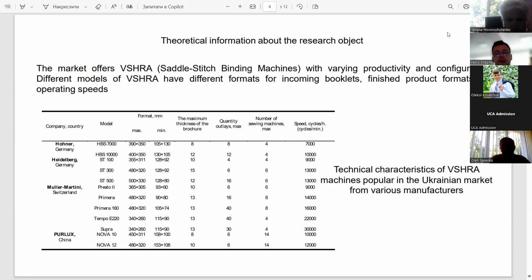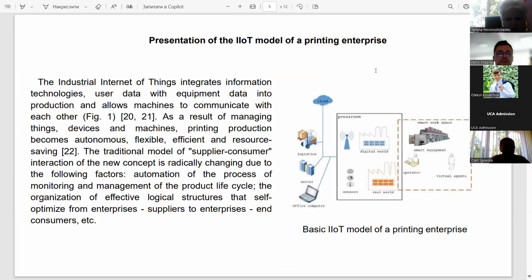It is a problem for low editions and must have modulation in the system of the industrial Internet of Things. The industrial Internet of Things integrates information technology, user data with equipment data, into products and production, and allows machines to communicate with each other, which is presented in the figure. As a result, devices and machines in printing production become autonomous, flexible, effective, and resource saving.